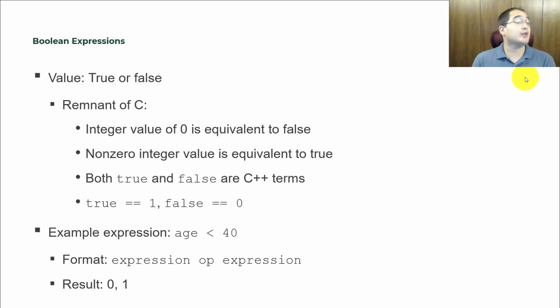There are other Boolean expressions besides the ones that I showed you. For instance, there are relational expressions. So age is less than 40. This returns a Boolean. It returns either a 0 or a 1. If age was 10, is 10 less than 40? That is true, which is, in C++, the number 1.